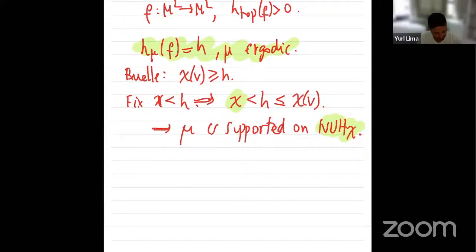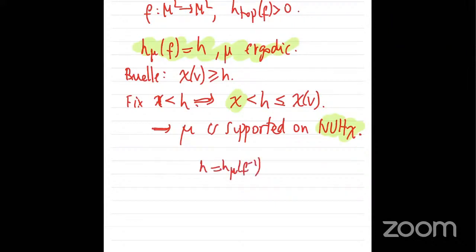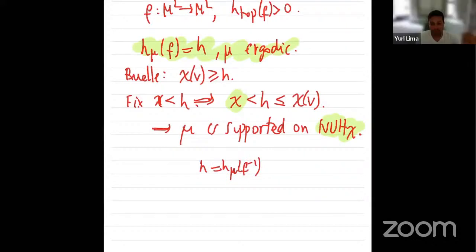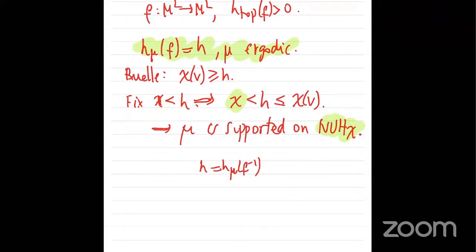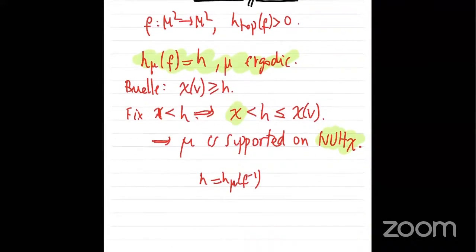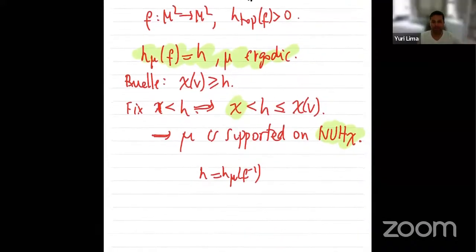But if you apply it to f minus 1, the entropy is the same. So you have another Lyapunov exponent for f minus 1, which is greater than chi. This means that for f, you have a negative Lyapunov exponent. Yeah, it's in the invertible case. Yeah, okay. Yeah, exactly.